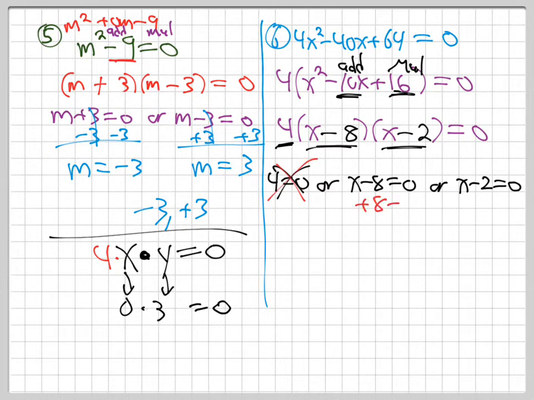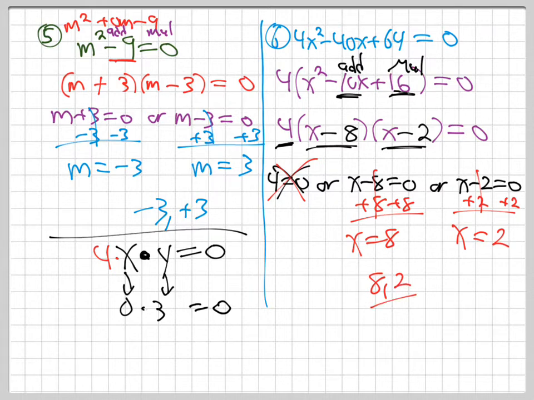We just finish up the other two parts. Add the 8, so x is 8. Add the 2, x is 2. So our answers are 8 and 2. Either order, it doesn't matter. Questions on that one? All right, let's move on.